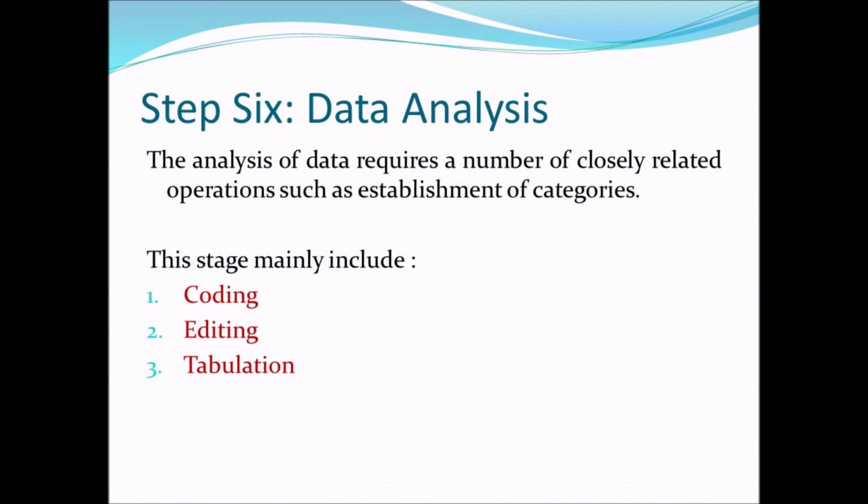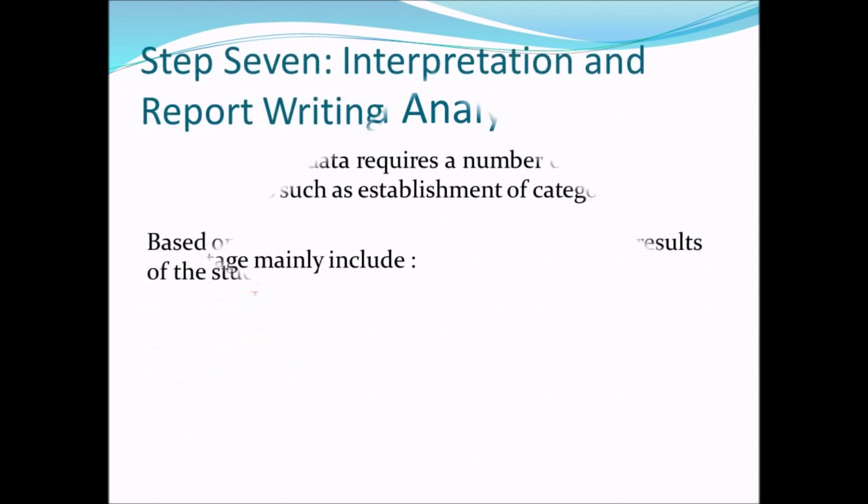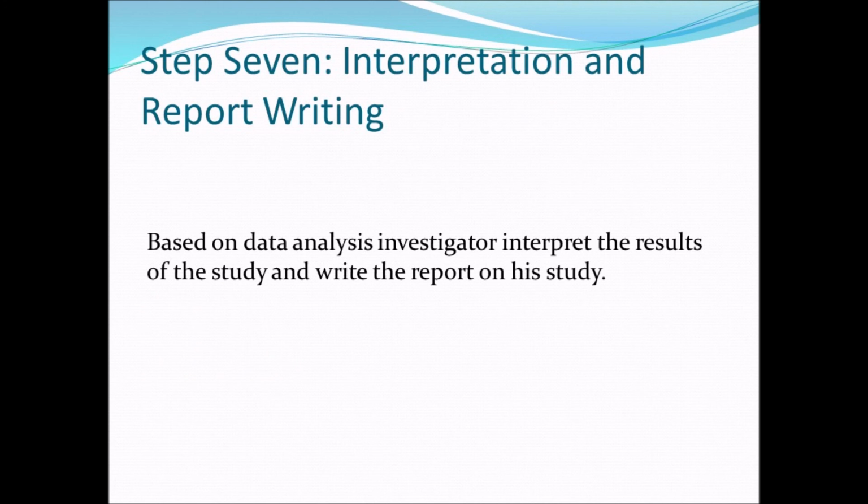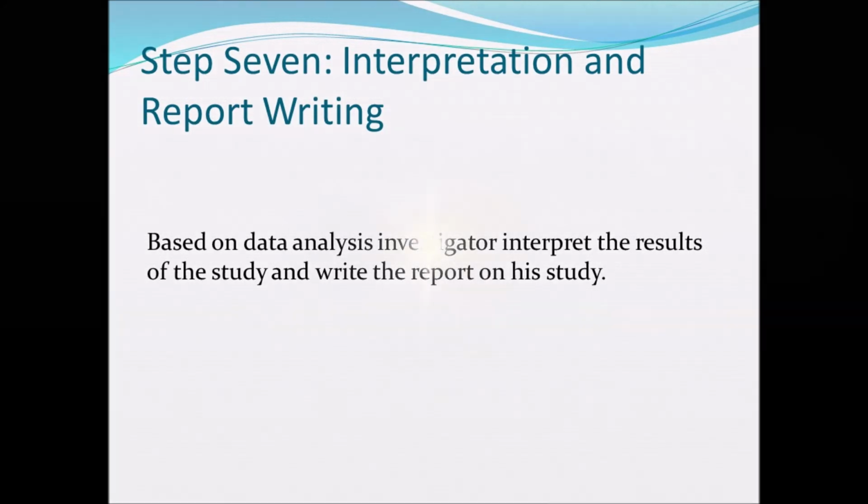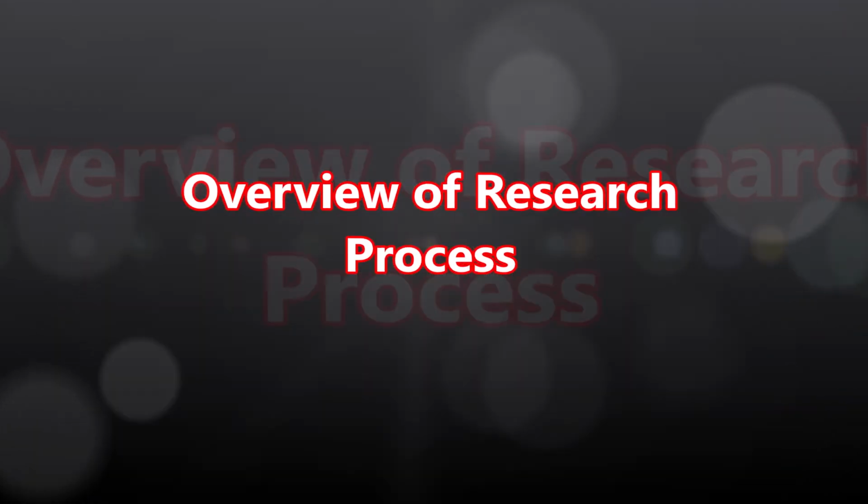Next step of research process is interpretation and report writing. This is the last step and based on data analysis, here the investigator interprets the results of study and writes the report on his study. So this is about overview of research process.